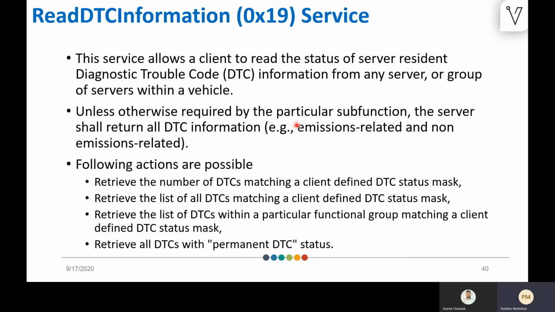Then let's have a demonstration of the read DTC information service. It is used for reading diagnostic trouble codes related information from the server, and 0x19 is the service identifier for this service.